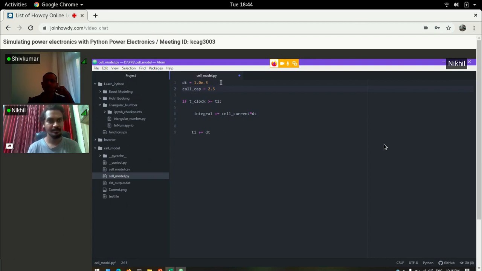Okay, so now, just 1 minute. There is a mistake in your indent. If you look at integral and look at T1, there is some problem. They are not on the same line. Okay, now they're okay, fine. So this integral, you have to divide it by cell cap to find out the difference in SOC, right?